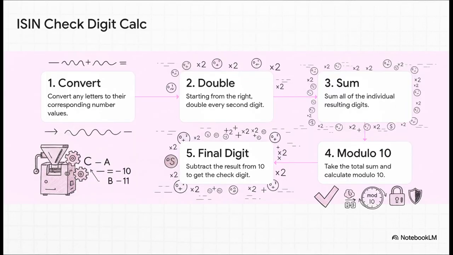The ISIN uses this nifty process called the Luhn algorithm to figure out its check digit. You can see the steps here. It's a recipe of converting letters to numbers, doubling some digits, and summing them up in a specific way. It might look a little complicated, but this simple math creates a really powerful built-in error check to prevent tiny mistakes from becoming billion-dollar problems.